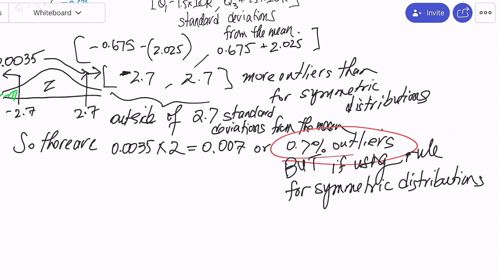But if you're using the rule for symmetric distributions, you find 0.3% outliers. So it's too many. That's why we stick with a special rule.